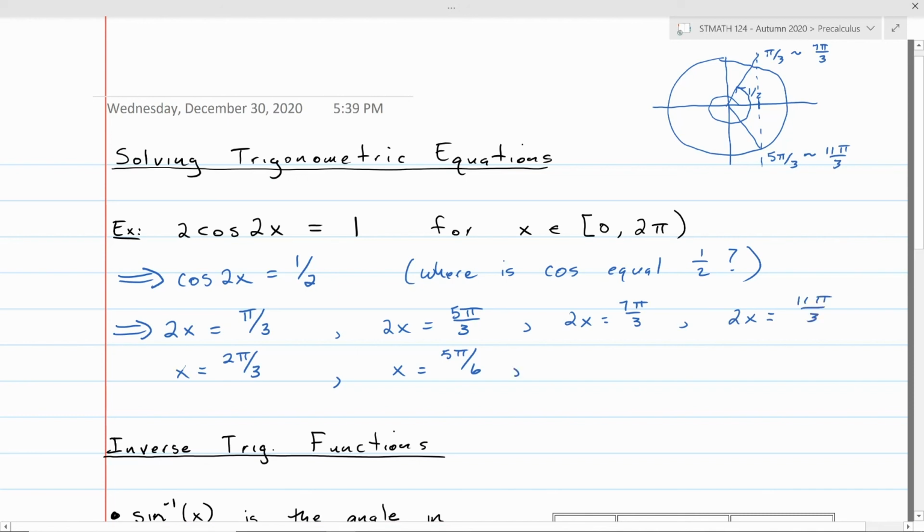So I could get x is equal to 7 pi over 6, and I could get x is equal to 11 pi over 6. And all of these answers here are in the interval from 0 to 2 pi.